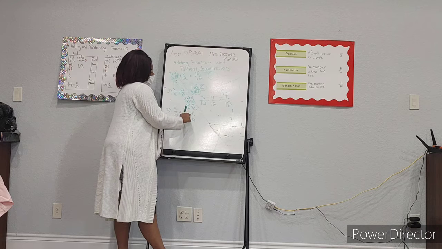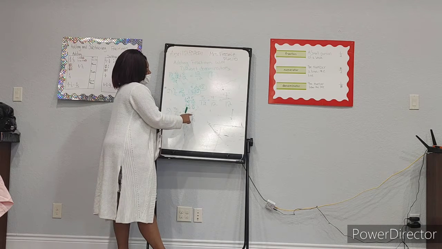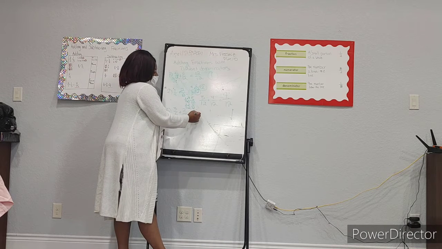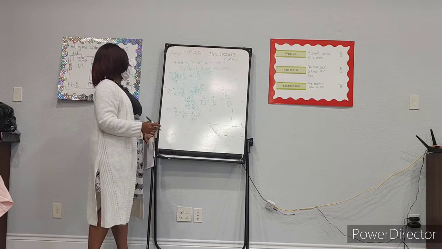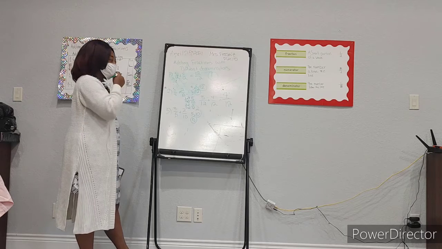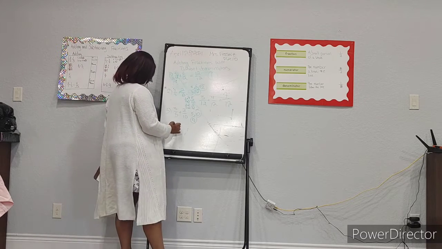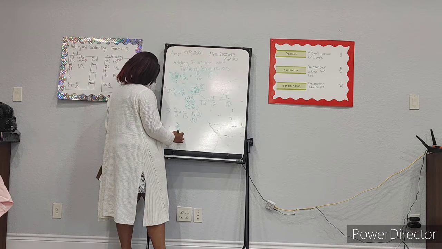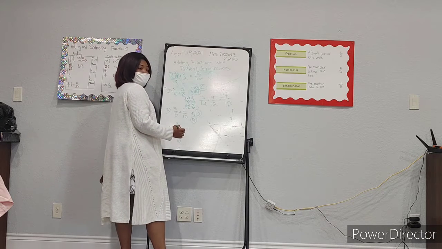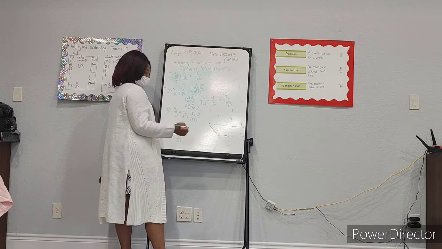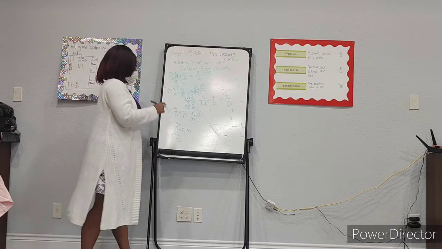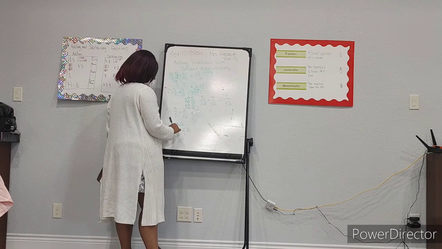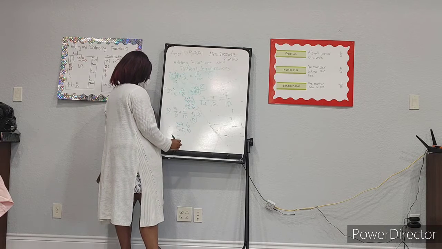5 times 1 is? 5. And 5 times 2 is? 10. And look, so we already have our least common multiple. So now we're going to rewrite and rename our problem, right? Yes, ma'am. So, we're going to take our 3 over 5 and our 2 over 10. And to get 5 to be 10, we need to multiply it by? Yes? 2. And what do we have to do to the numerator? We have to multiply it by 2. To get? 6. 6. Good job.